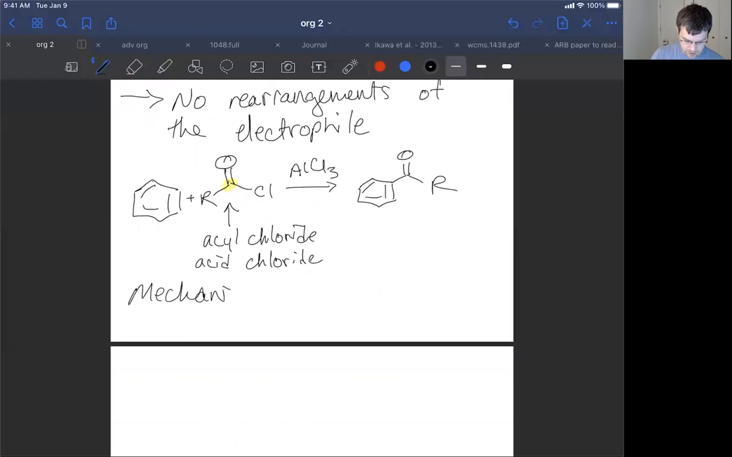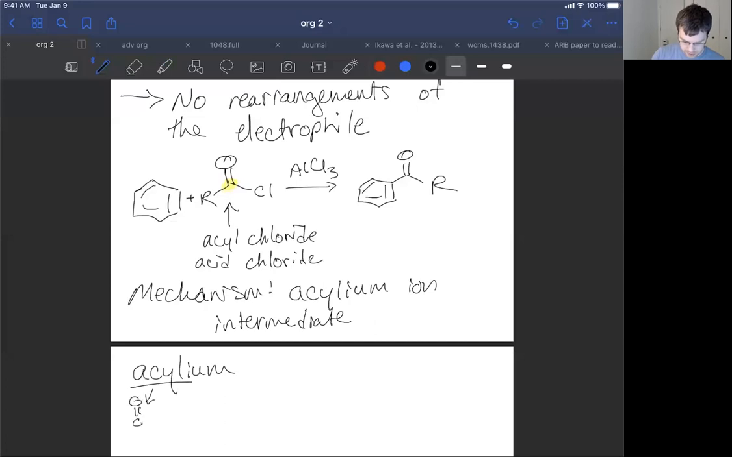Okay, so the mechanism. What you want to think about with this mechanism is it has a common intermediate, the acylium ion intermediate. Acylium is, first of all, a weird word, but it's got acyl, which corresponds to our carbonyl, and ium corresponds to a positive charge. Whenever I have to remember whether it is ium or ide that's positive, I think sodium chloride: sodium Na+, chloride Cl-.